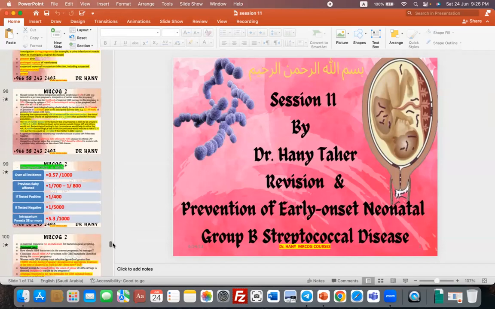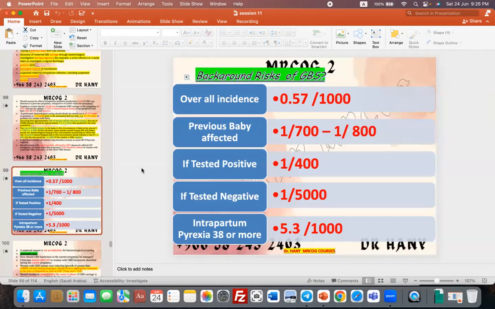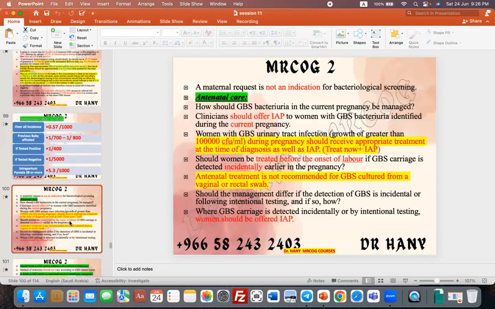Yeah, the GBS number. The overall incidence is 0.5 in 1,000. The previous baby, the incidence is 1 in 700 to 1 in 800. If she tested positive, 1 in 400. If she tested negative, 1 in 500. That's why I will not offer her intrapartum antibiotic prophylaxis. If she has a fever, the risk will be higher, 5 in 1,000. That's why I will give her intrapartum broad spectrum, not benzathine penicillin or penicillin prophylaxis.